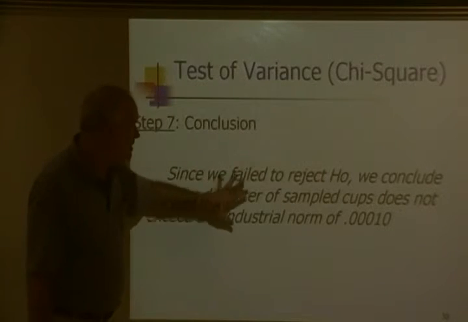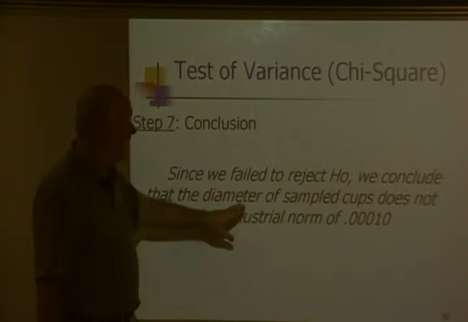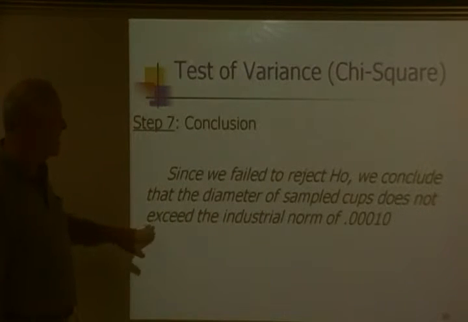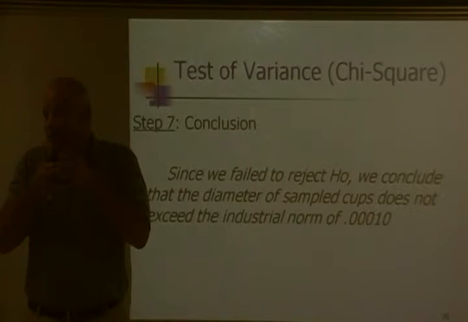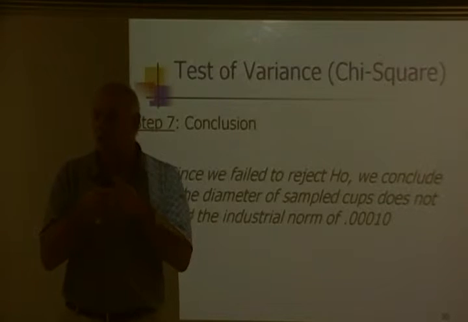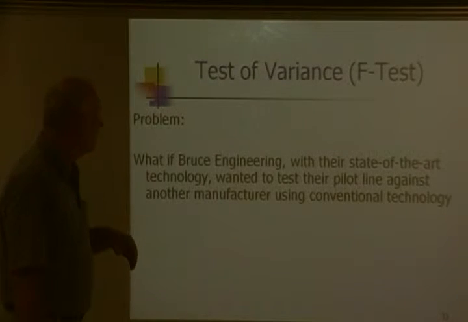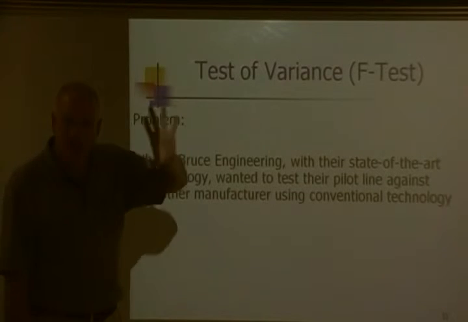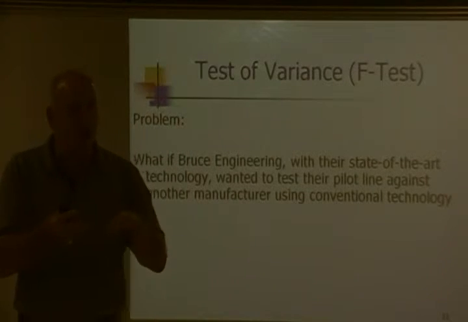So our conclusion is, since we failed to reject the null hypothesis, we conclude that the diameter of the sample cups does not exceed the industrial norm. So with that, we know that they're going to be equal to or less than, and more so because of the variability, it's going to be more equal to than less than. So we go through this process now of one sample to an established norm.